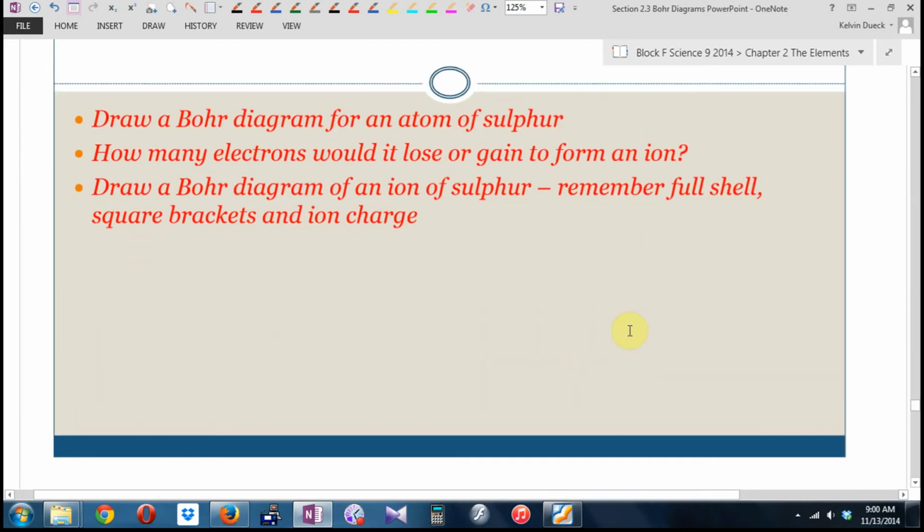So we're going to draw a Bohr diagram for an atom of sulfur, and then we're going to draw a Bohr diagram for an ion of sulfur. This goes at the bottom of the first page. So since I'm drawing two pictures, I'm going to divide my page in half. What's the symbol for sulfur? So here, draw a big capital S.